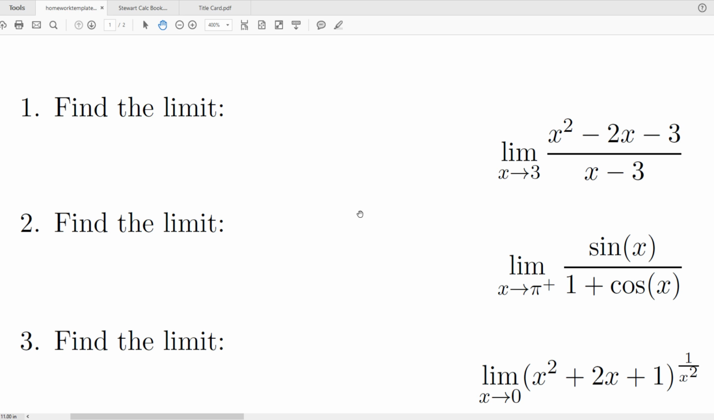Anyway, so here we have our first problem. Find the limit. We have the limit as x goes to 3 of x squared minus 2x minus 3 over x minus 3. So let's switch the camera over.